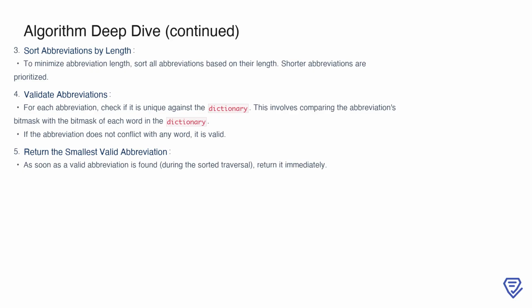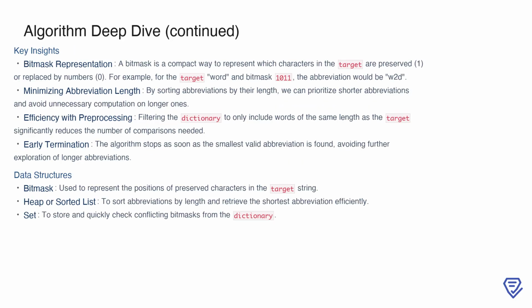Once sorted, the algorithm validates each abbreviation by checking its uniqueness against the dictionary. This validation step compares the abbreviation's bitmask to the bitmasks of words in the dictionary. If no conflicts are found, the abbreviation is considered valid. At this point, we can immediately return the smallest valid abbreviation, as the sorting ensures that we encounter the shortest one first. This approach allows the algorithm to terminate early, avoiding unnecessary computation on longer abbreviations once the optimal solution is identified. A few key insights help make this algorithm both efficient and effective.